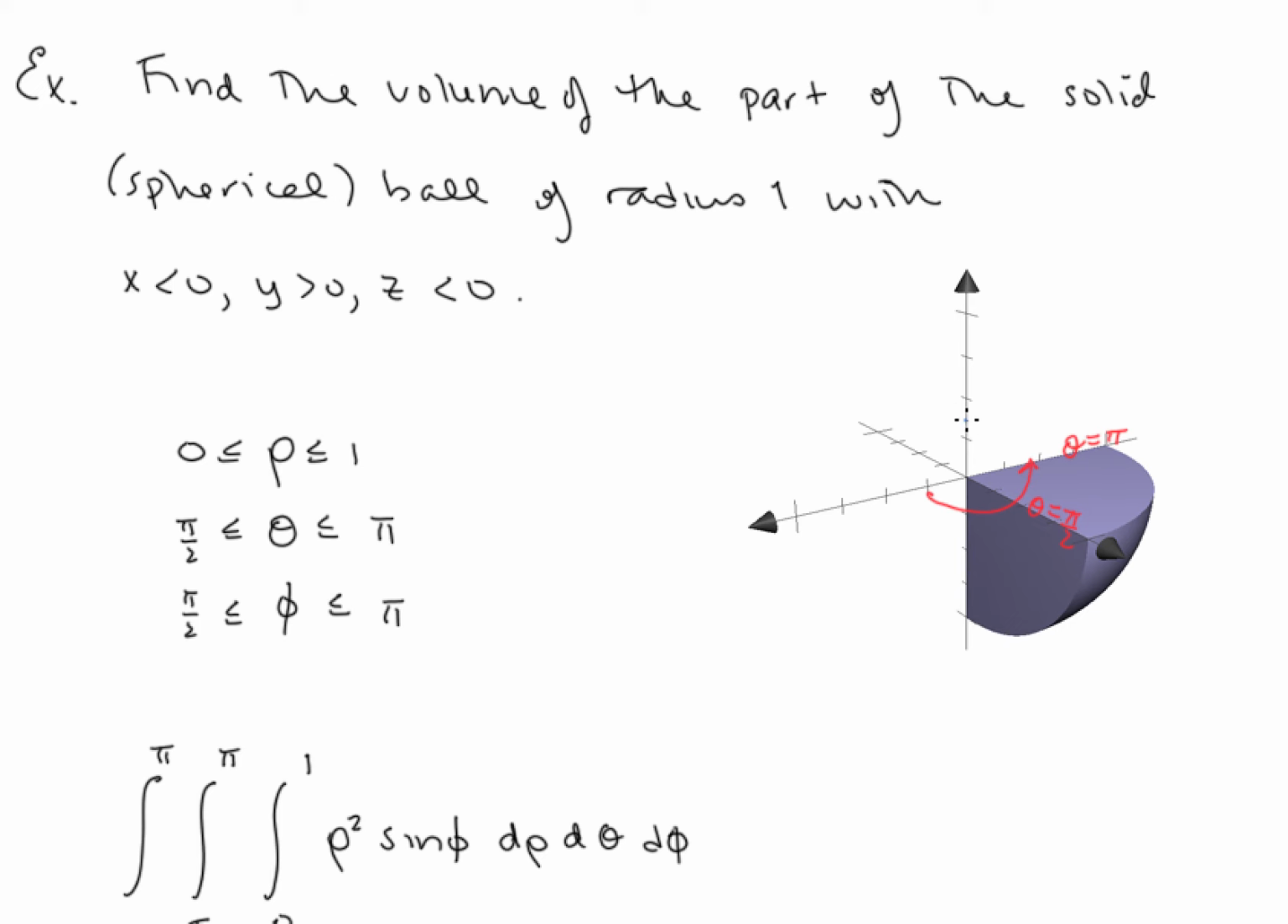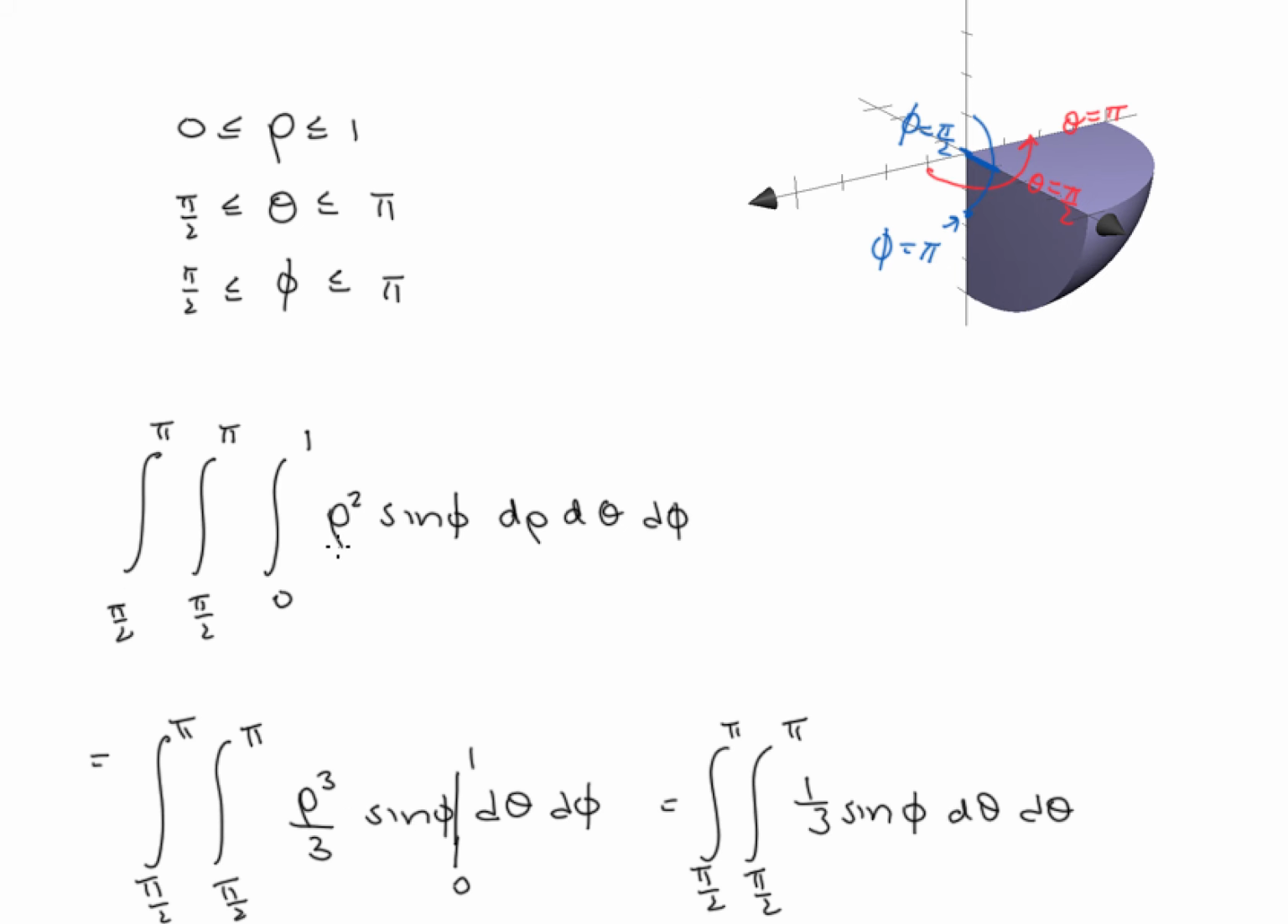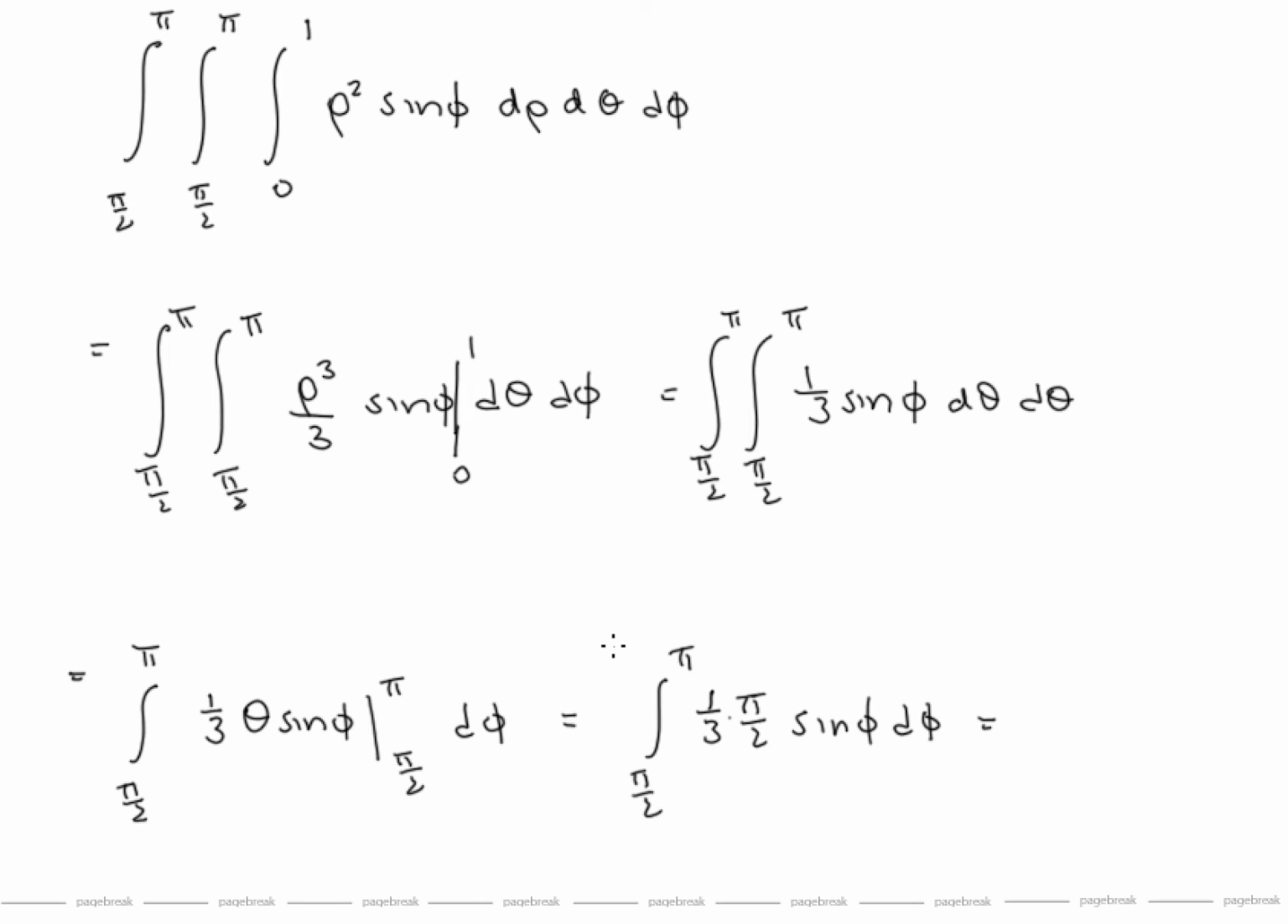Phi is coming from the positive z-axis. So here we have phi is equal to pi over 2. And here we have phi is equal to pi. And so our triple integral for volume looks like this. Remember that this is the volume element, dv, rho squared sine phi d rho d theta d phi. So rho goes from 0 to 1, theta from pi over 2 to pi, phi from pi over 2 to pi. So the integration is pretty simple here.